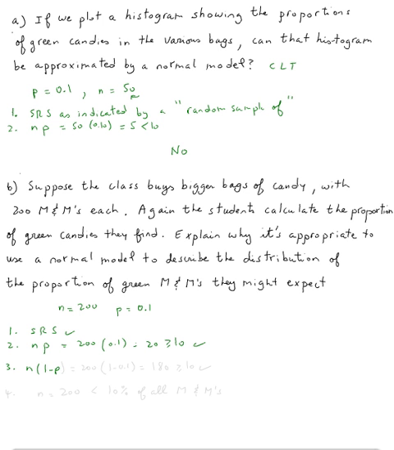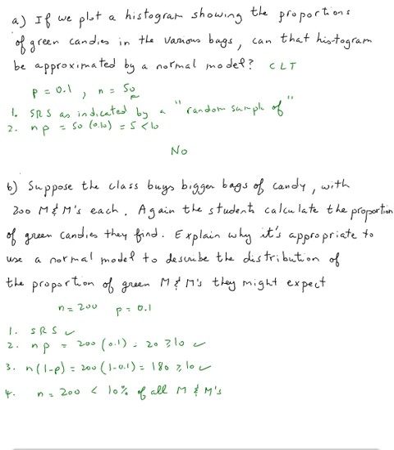Number three, n times 1 minus p, which is equal, n is 200, 1 minus 0.1, which is 0.90. If you multiply that, you'll get 180, which is bigger or equal than 10. So that's okay also. Now number four, the size of the sample is 200. Is this less than 10% of all M&Ms? Of course, it's less than 10% of all M&Ms. So we're done with question B.